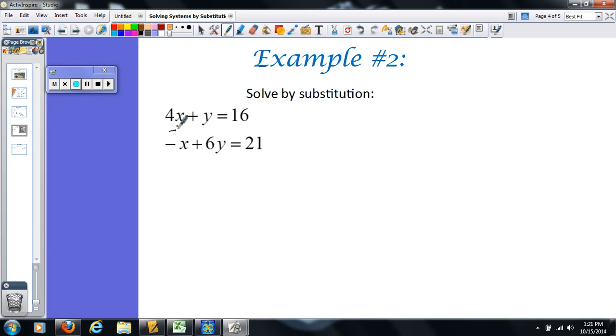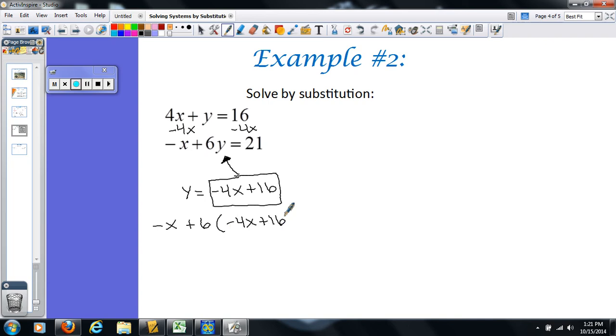So I'm going to start by subtracting 4x to both sides. That's going to give me y equals negative 4x plus 16. Now I'm going to take this right here, since I have a value for y, and plug it into the other equation for y. So that's going to give me negative x plus 6 times... Now, because y is getting replaced with this, I need to use parentheses. So negative 4x plus 16 equals 21.